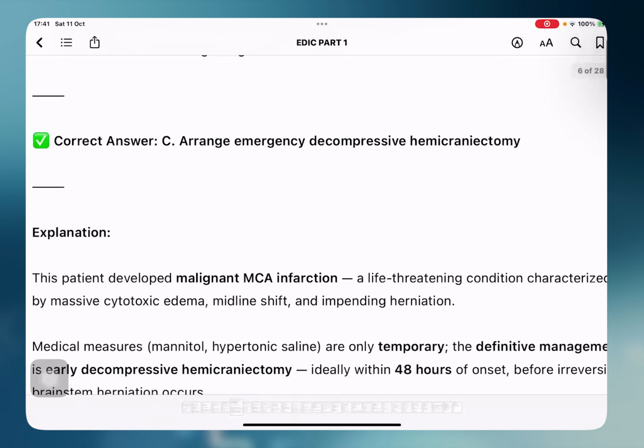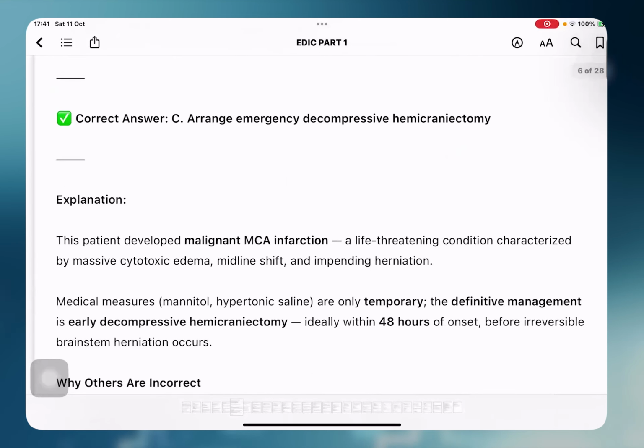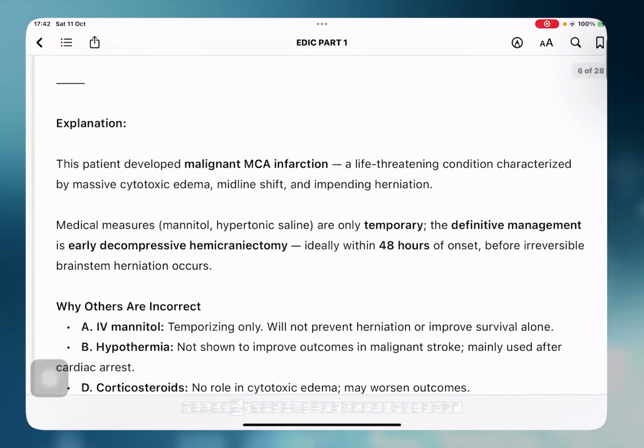This patient has developed a malignant MCA infarction, and whatever you are going to do is not going to help unless it is a decompressive craniotomy. It will cause massive cytotoxic edema leading to midline shift and herniation. Medical measures like mannitol and hypertonic saline are only temporary. The definitive management is early decompression, ideally within 48 hours before brainstem herniation occurs and the patient becomes irreversible.